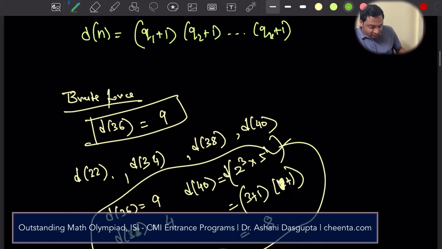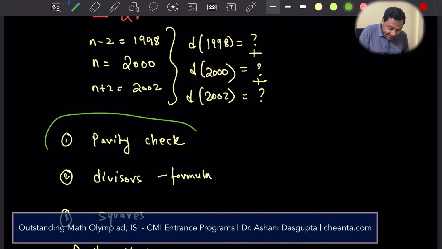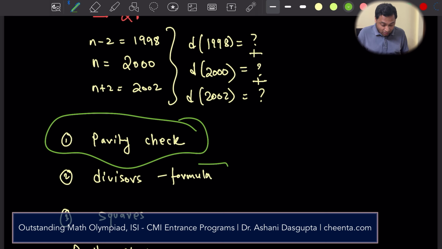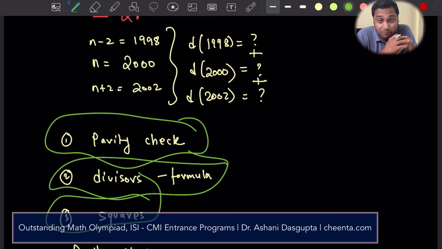So we learned quite a bit from this one problem. We saw how parity check is useful. We saw how the number of divisors formula works. And we saw that squares have a special place when we are discussing number of divisors.